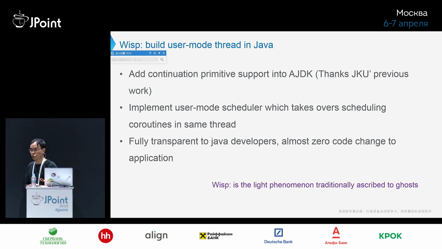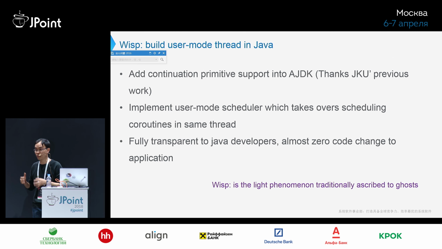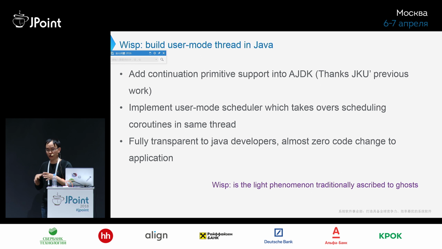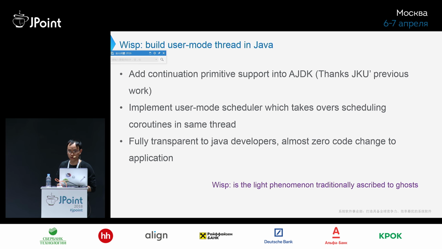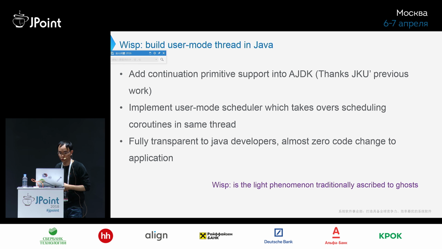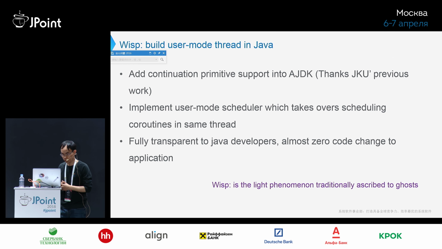The third thing is, Alibaba has lots of legacy applications. So our solution is very critical for our Java developers. We need to make sure our solution is fully transparent to our Java developers. It means almost zero code change to our business applications. It's very important for us. Our solution name we called WISP. This is the WISP explanation.